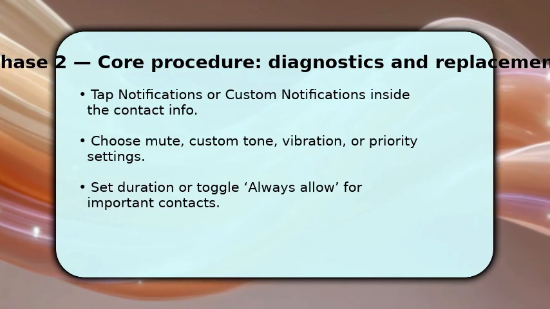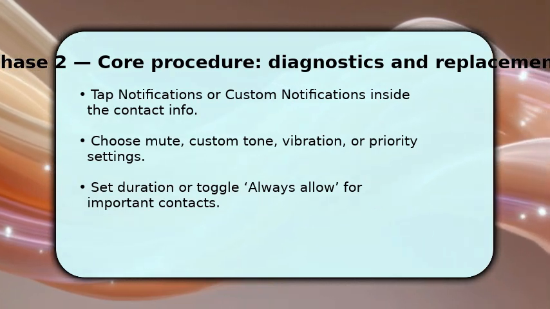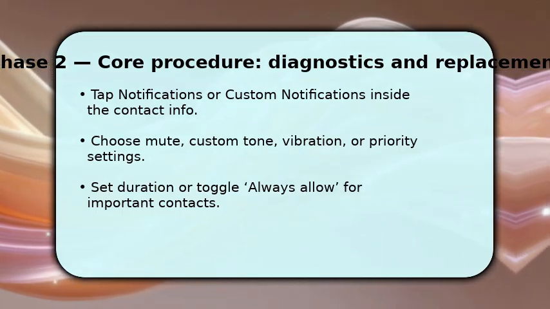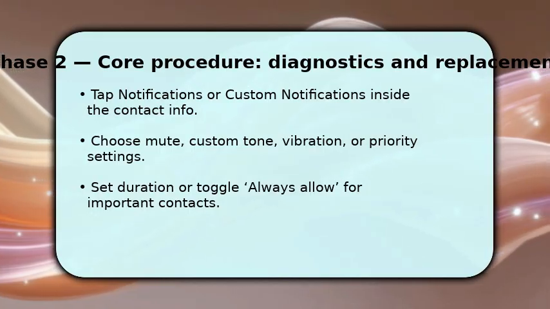Once in the contact settings, locate notifications or custom notifications and tap it. You'll see options like mute, custom tone, vibration patterns, and priority. Choose what fits your need.